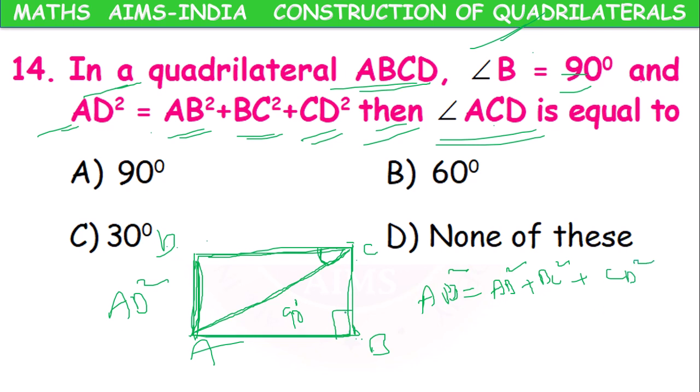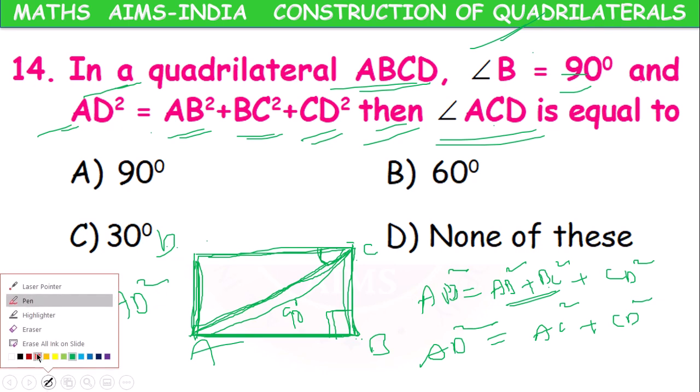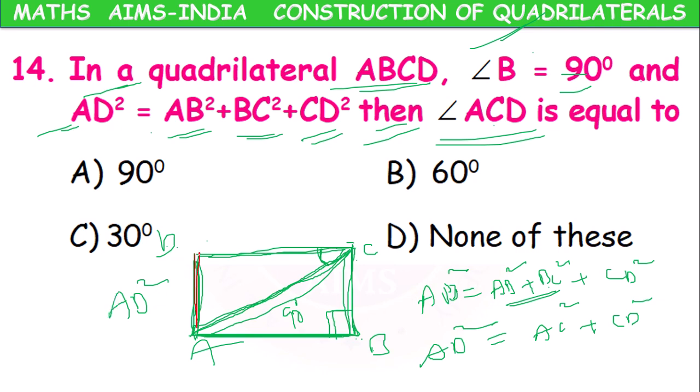But AB square plus BC square equal to AC square. Why? Because this is a right angle. So according to Pythagoras theorem, in the place of AB square plus BC square, we can take AC square. So AC square plus CD square. So now we have, let's draw with another color, AD square equal to AC square plus CD square.